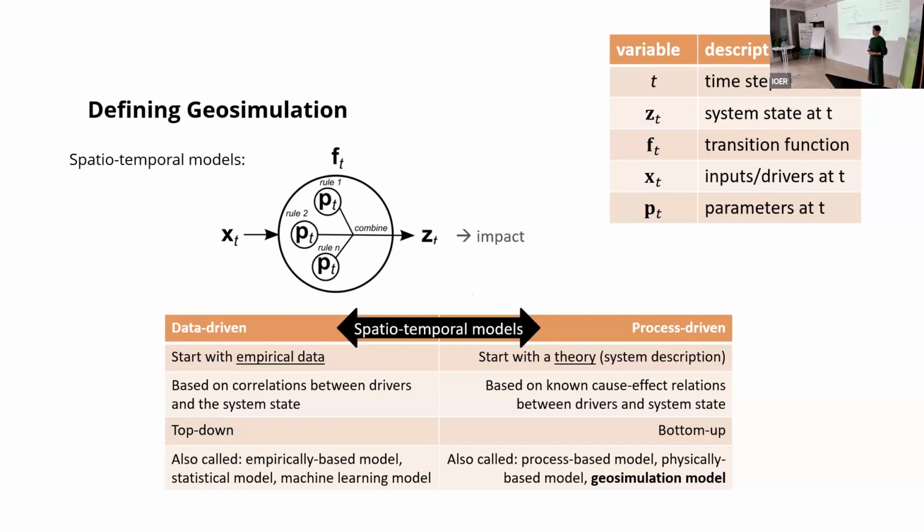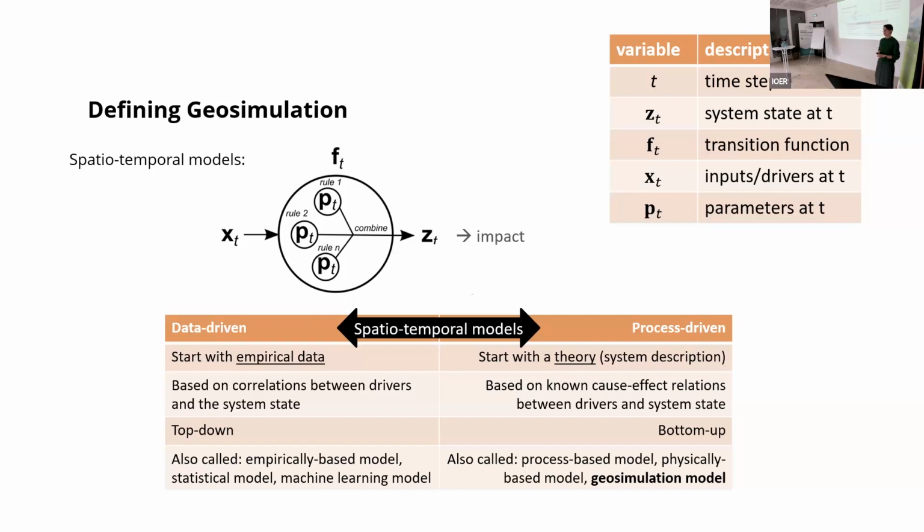What I mean with data-driven models is that you start with empirical data and then fit a statistical model to that. That means that the model that you get is based on correlations between drivers and the system state, but you have no influence on the shape of that model or what kind of theory is included in it. Basically, there's no theory included in it. So it's a top-down type of modeling, you could say. These data-driven models are called empirically based models or statistical models, but machine learning models are also in this category.